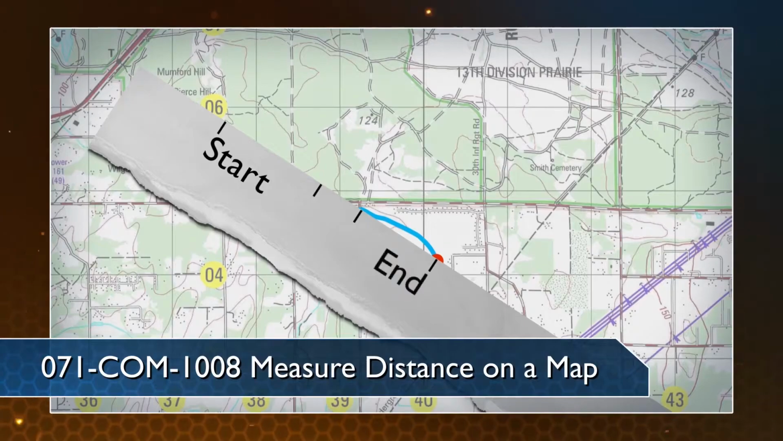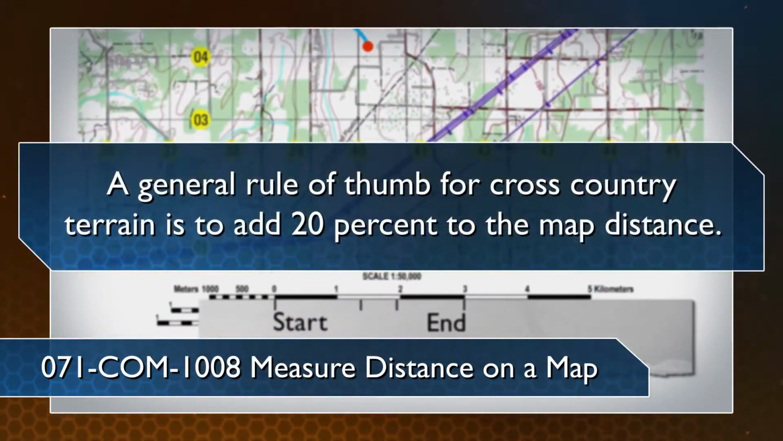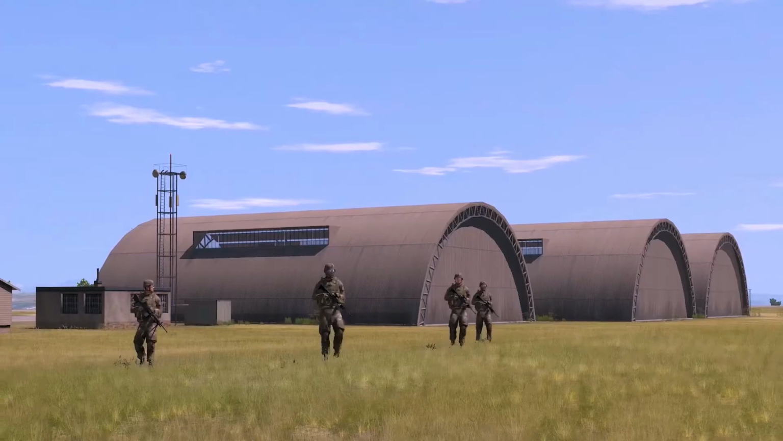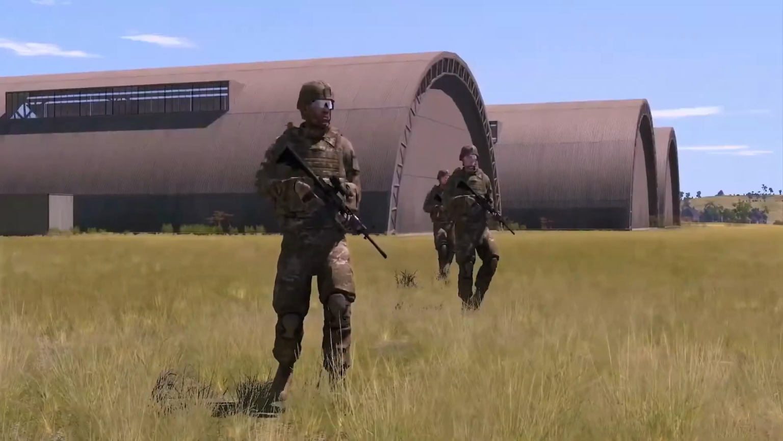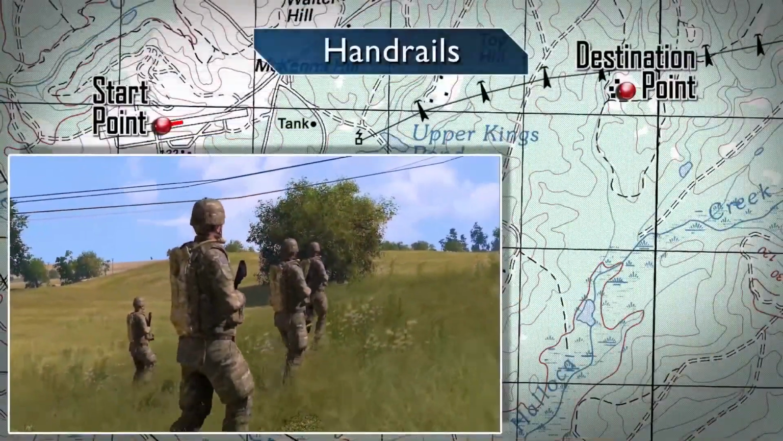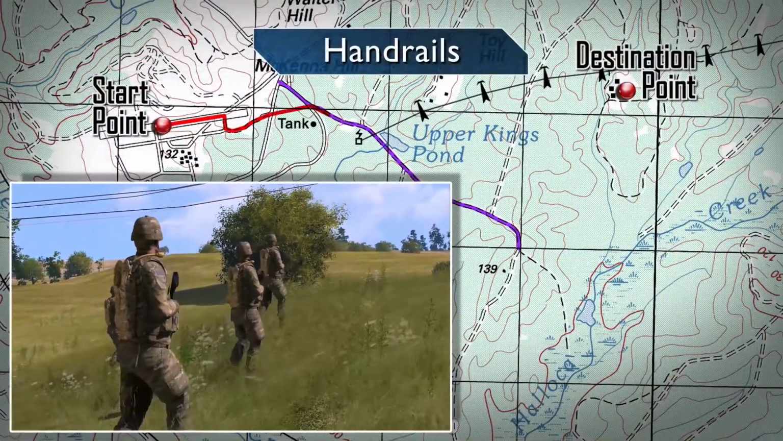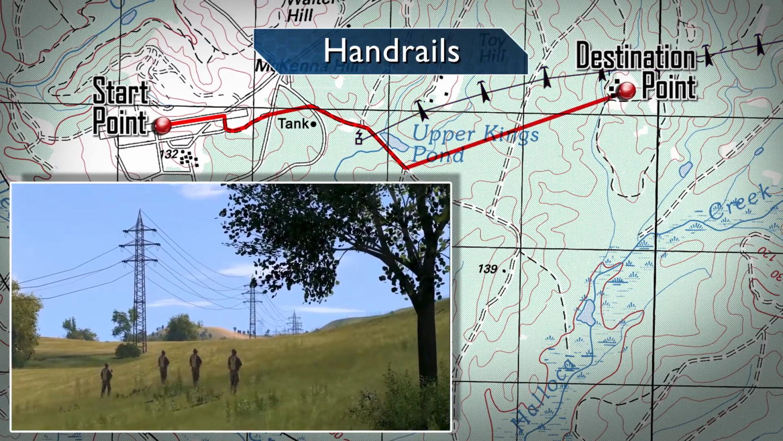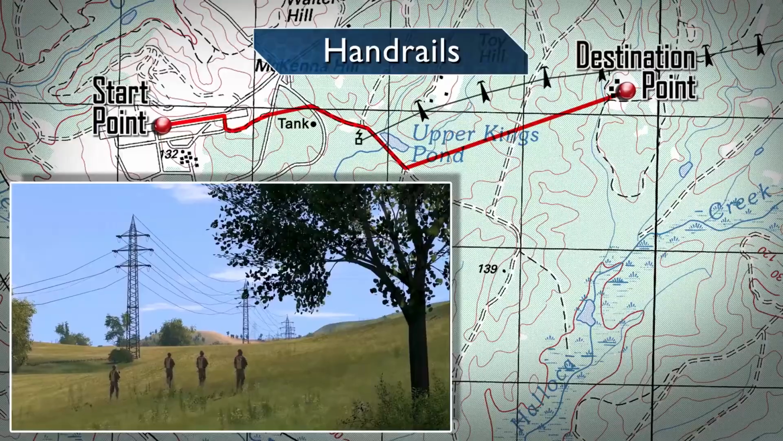Then determine the actual ground distance. A general rule of thumb for cross-country terrain is to add 20% to the map distance. Road movement and flat terrain do not require this 20% increase. Once you have made these estimations, move to the designated endpoint or intermediate point, using identified terrain features as aiming points or handrails. Handrails are linear features like roads or highways, railroads, power transmission lines, ridge lines, or streams that run roughly parallel to your direction of travel.